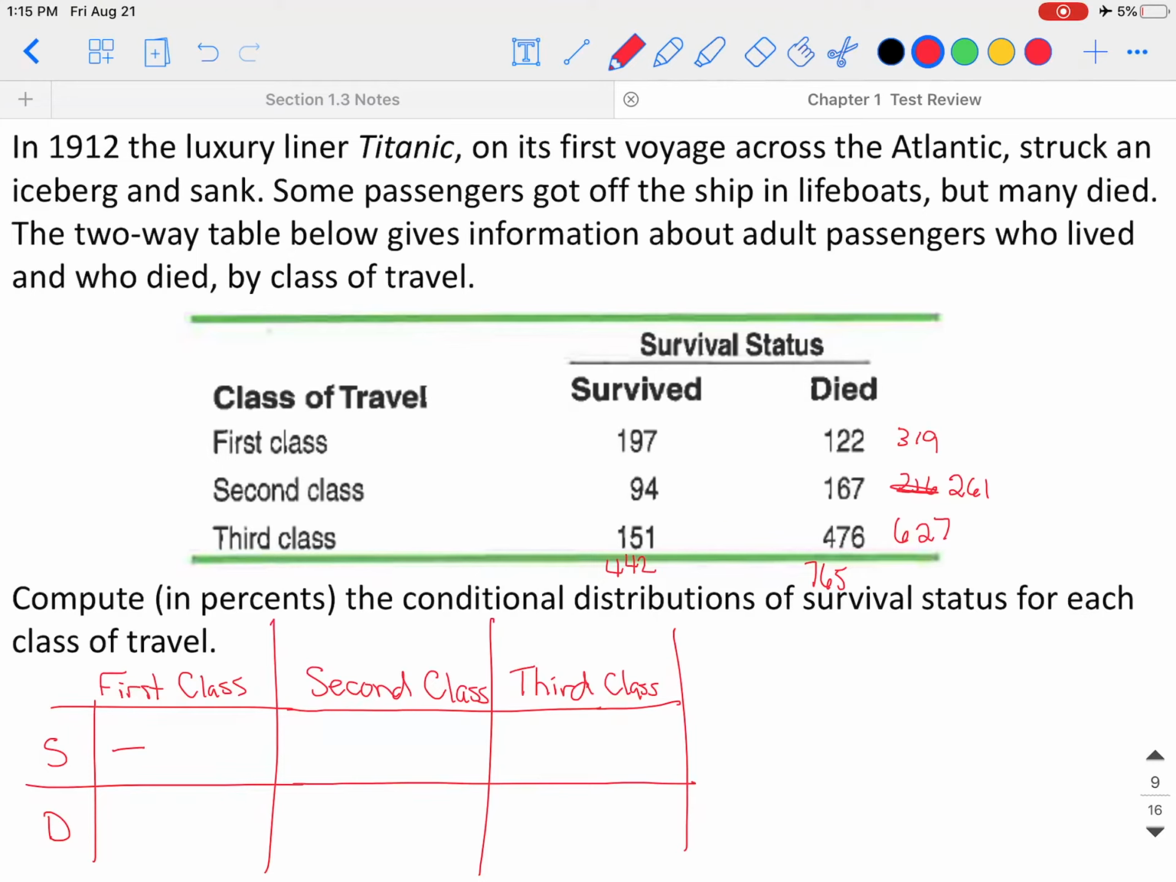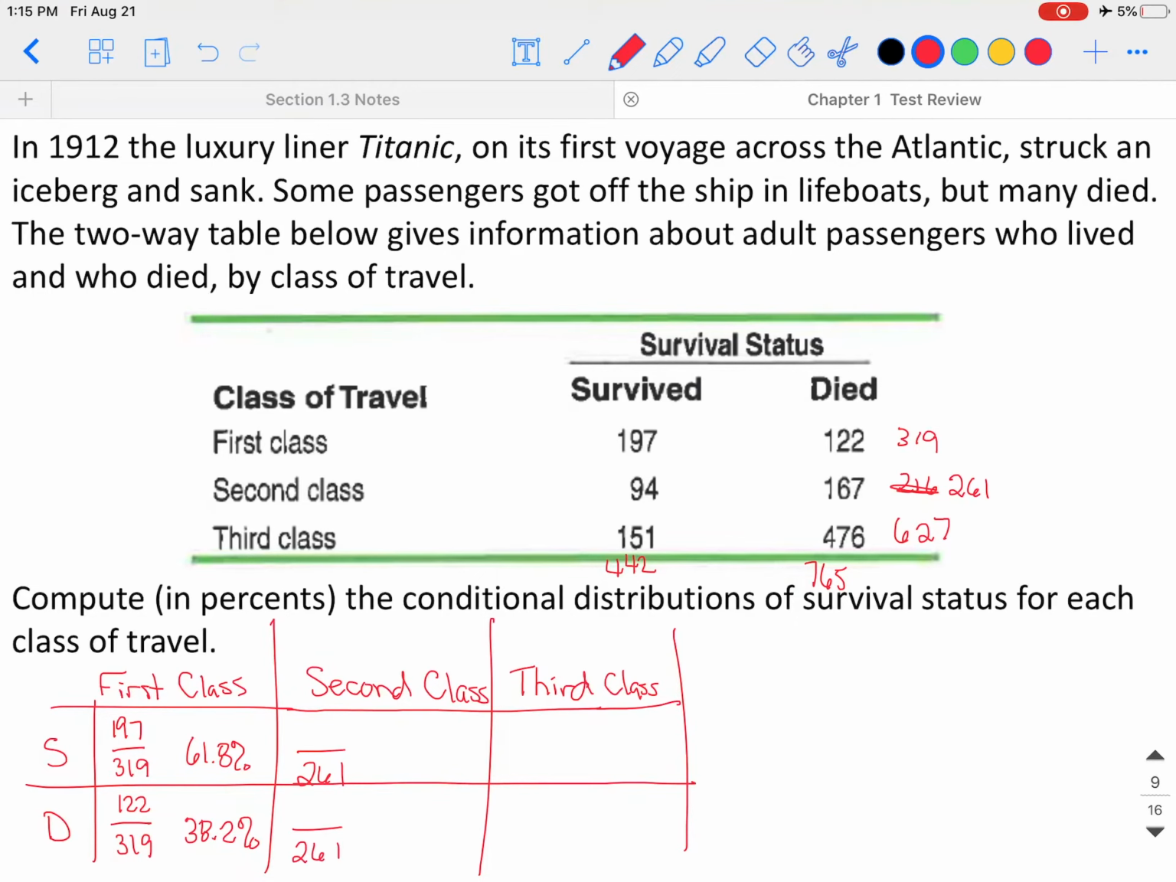So if we look at just the first class passengers, out of the 319 first class passengers, 197 survived, while 122 died. So that means approximately 61.8% of the first class passengers survived, while only 38.2% of the first class passengers died.